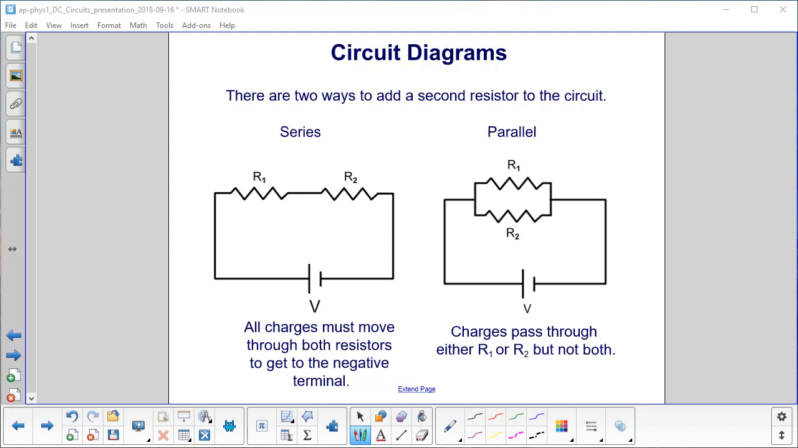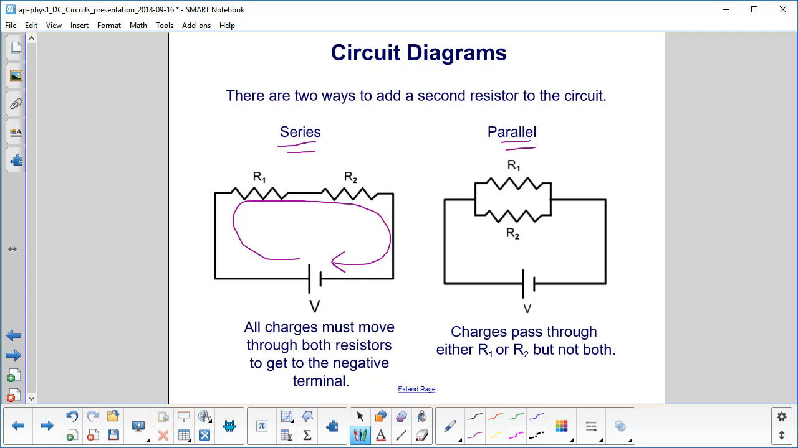Let's add a second resistor to this circuit. There are 2 ways to do it. One is series, and the other is parallel. In a series circuit, all charges must move through both resistors to get back to the negative terminal. So as the charges go this way, the only way to get back home is to go through both resistors.